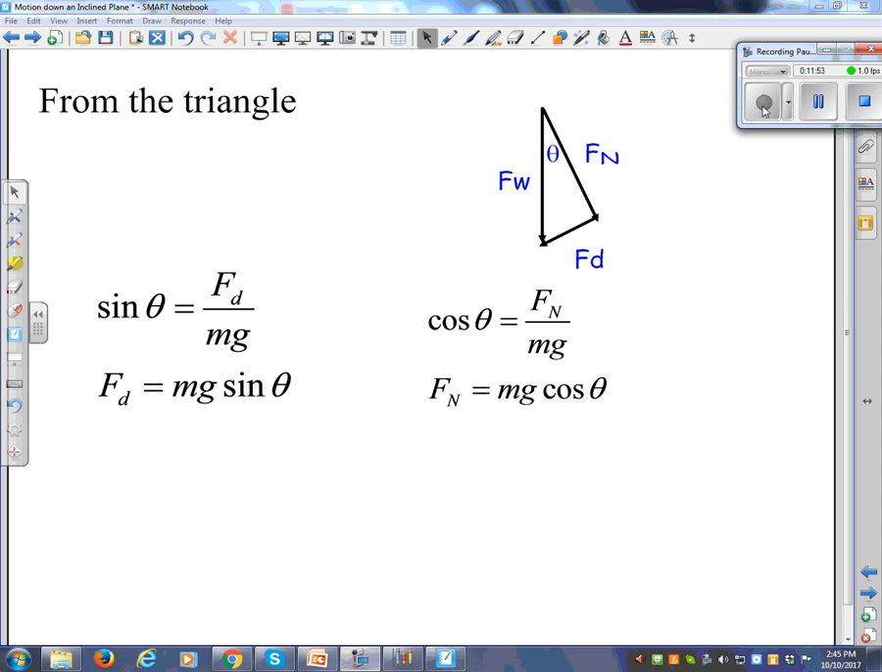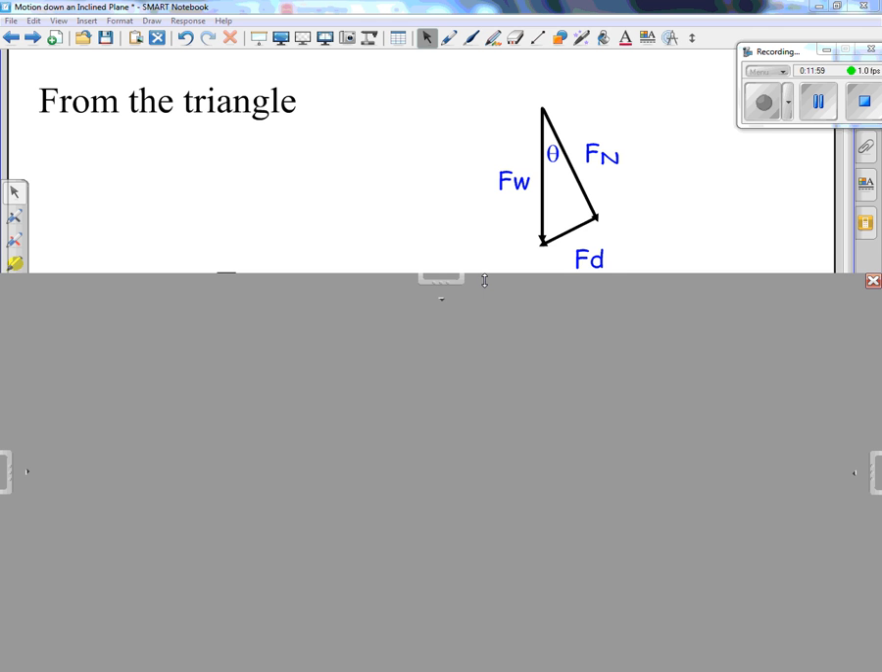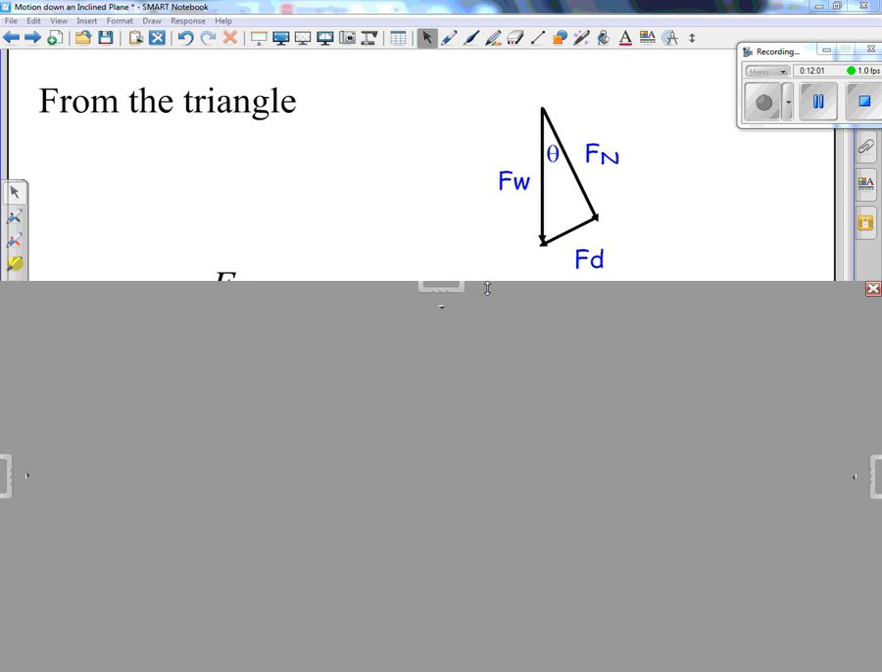Okay, here's where I'm going to derive the formulas for you. This you should probably write down, just for theory, I haven't gone through an example yet. So from that triangle, and this is a right triangle, Fw is straight down, the weight force, which is mg. Fn and Fd. Because it's a right triangle, we can apply good old Pythagoras, so trigonometry, I guess.